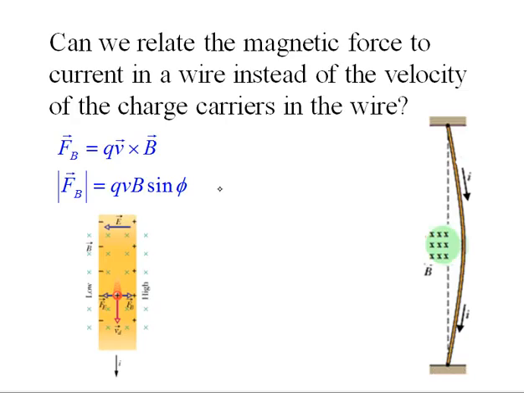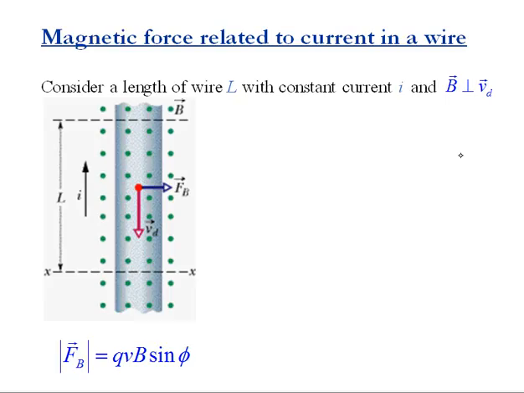So the question is, can we relate that magnetic force to the current in the wire instead of to the velocity of the charge carriers? So our formula, q V cross B, where V is the velocity, the drift speed of the charge carriers, can we relate it to the current instead? Well, one of our issues with current is that, although it has a direction, it's not a vector. So we can't do a cross product on a scalar quantity. We can only do a cross product on a vector quantity.